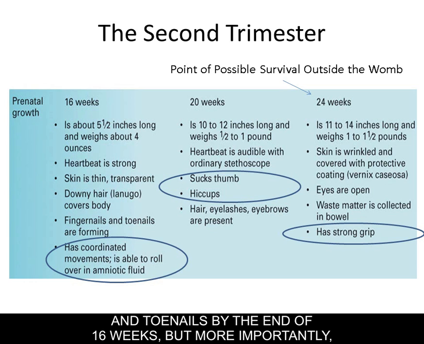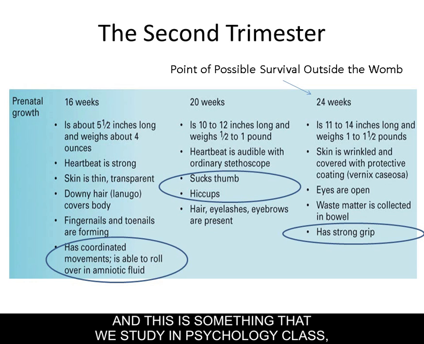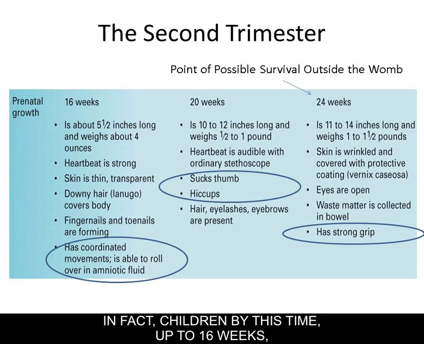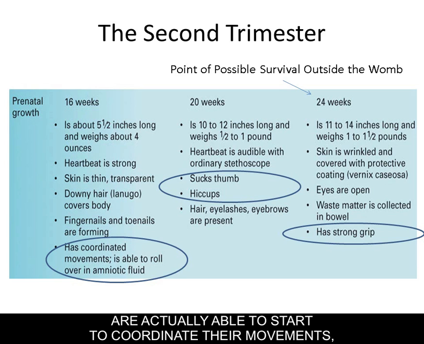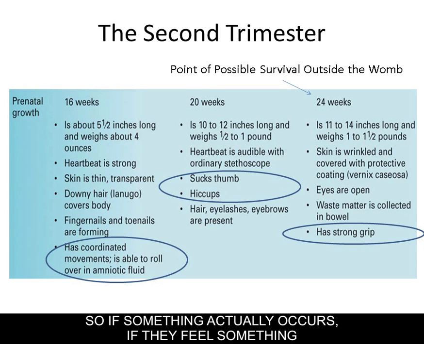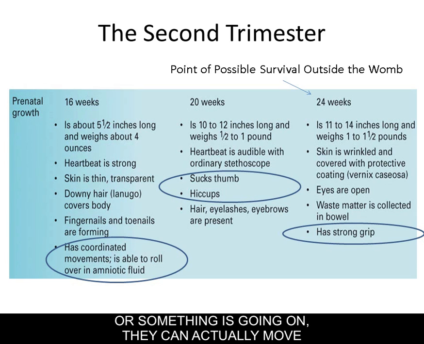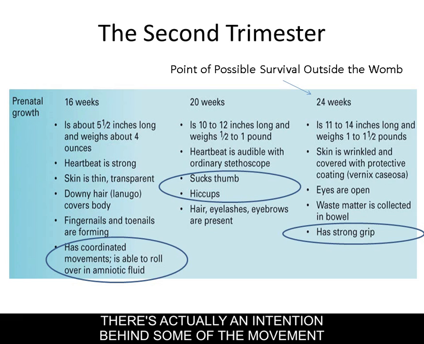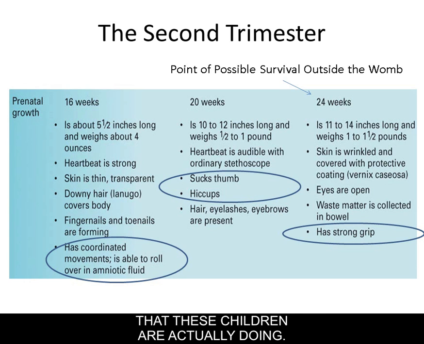But more importantly, and this is something that we study in the psychology class, we also see that there's refinement in our motor system. In fact, children by this time, up to 16 weeks, are actually able to start to coordinate their movements. So if they feel something, or something is going on, they can actually move a specific limb. It's no longer just a kind of random reaction. There's actually an intention behind some of the movement that these children are doing.